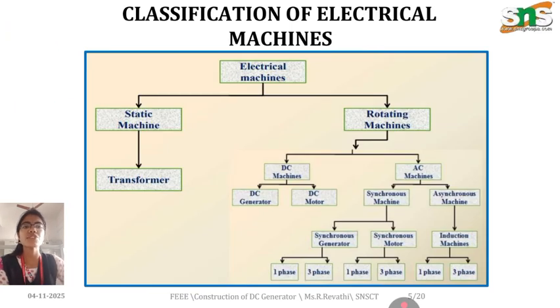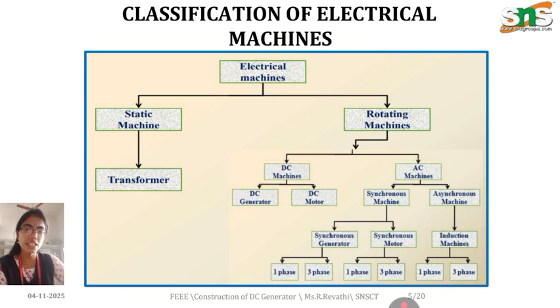So classification of electrical machines is static and rotating machines. Static we have already discussed, that is transformer. Rotating machines are DC machines or AC machines. In DC machines, there are two classifications, DC generator and DC motor. AC machines are further classified into two types, synchronous machines and asynchronous machines.